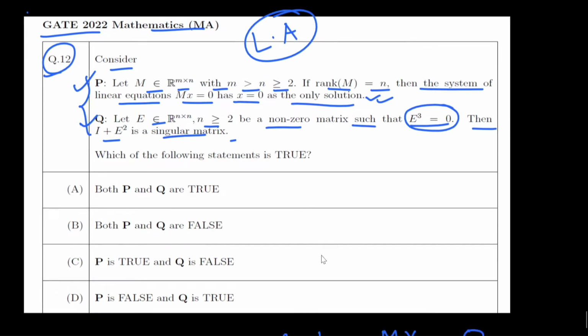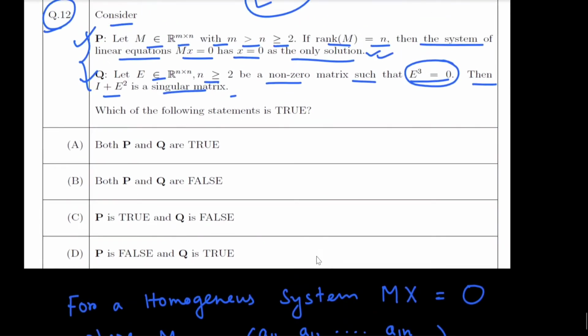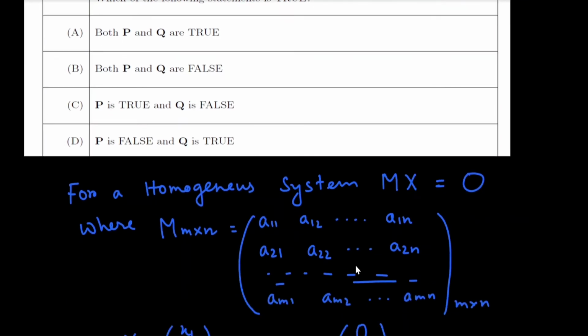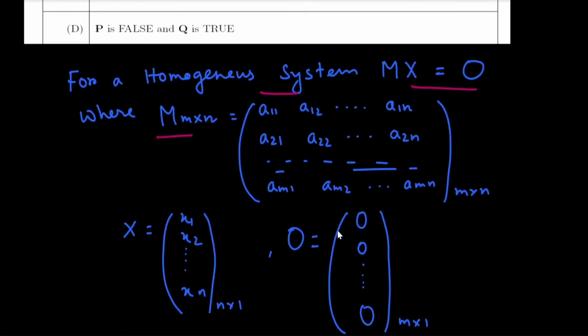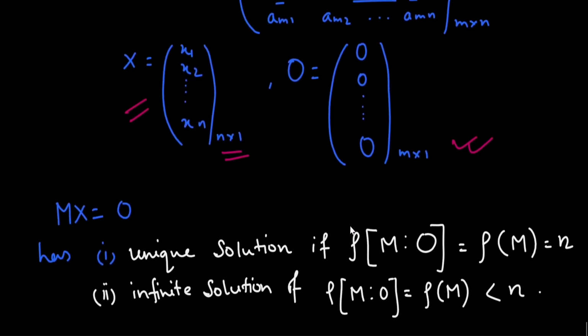Now the first statement is Mx = 0, which means this is a homogeneous system of equations. And we know that for a homogeneous system Mx = 0, where M is the coefficient matrix of order m by n, x is an n by 1 matrix, and O is the zero matrix of order m by 1, this system has a unique solution if the rank of M, which equals the rank of the augmented matrix [M | O], is equal to n, and infinitely many solutions if the rank of M is less than n.